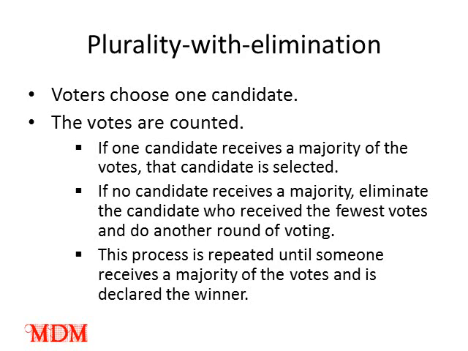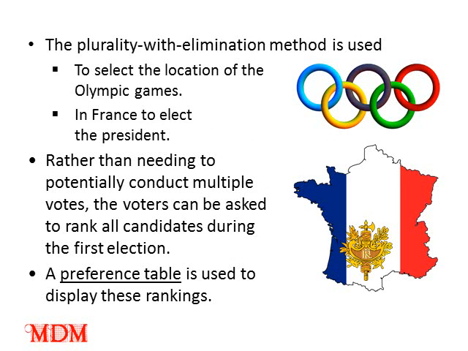Plurality with elimination is another one of the preference voting methods. The voters choose one candidate, and the votes are counted. If one candidate receives a majority of the votes, that candidate is selected. If no candidate receives a majority, eliminate the candidate who received the fewest votes and do another round of voting. This process is repeated until someone receives a majority of the votes and is declared the winner. The plurality with elimination method is used to select the location of the Olympic Games, and it's also used in France to elect the president.